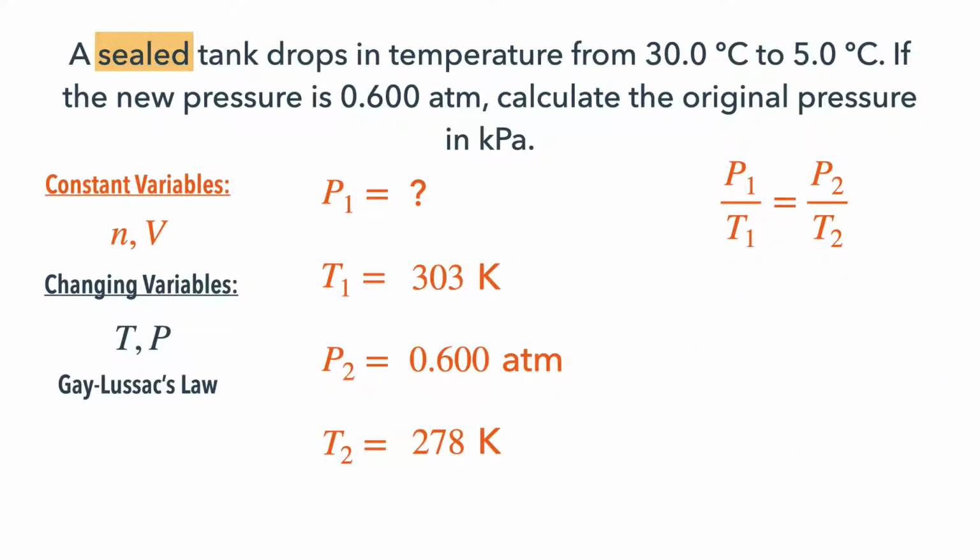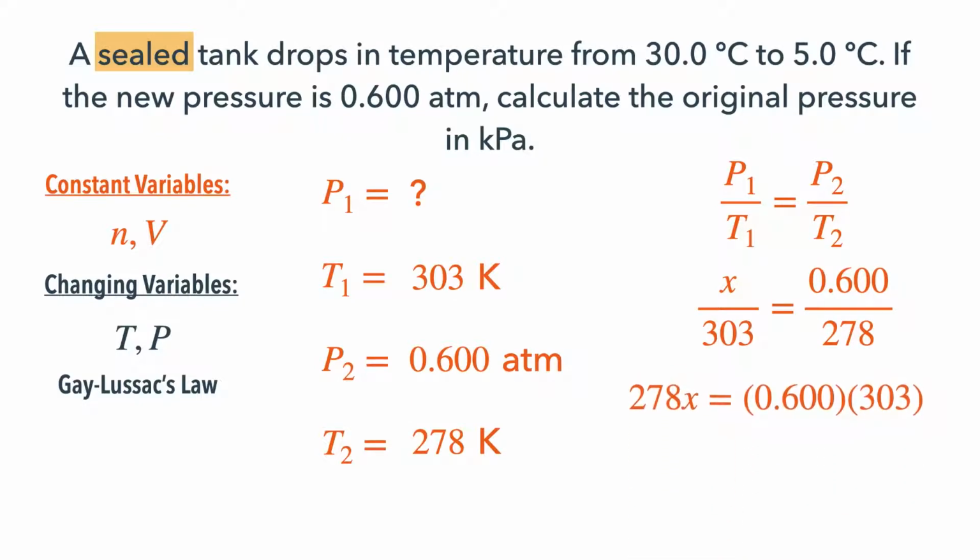Second, the problem asks for the final pressure in kPa, or kilopascals. Thus, we need to convert the units. But we can either convert now or in the end. I'm going to wait to the end. Now, to replace the variables with their corresponding values. And now to isolate x, we need to cross multiply and then divide by 278 to get a pressure of 0.6539 atmospheres. Now this is in atmospheres because the final pressure used was in atmospheres.